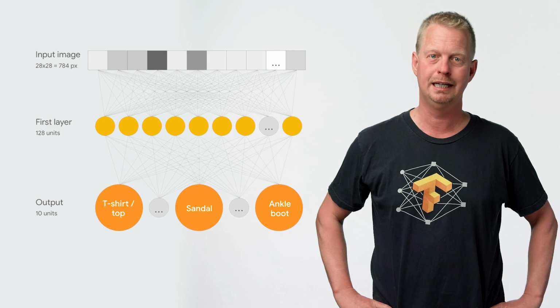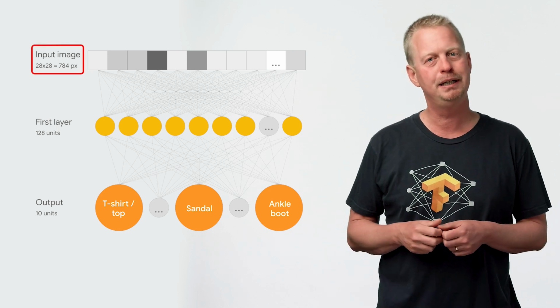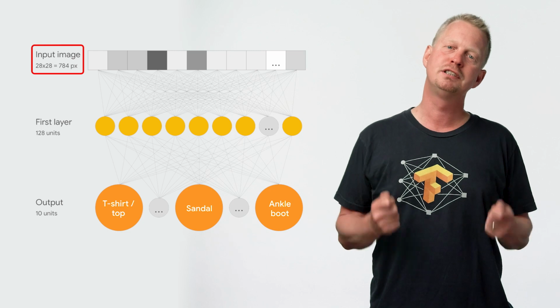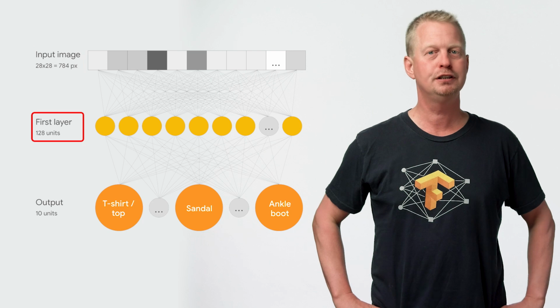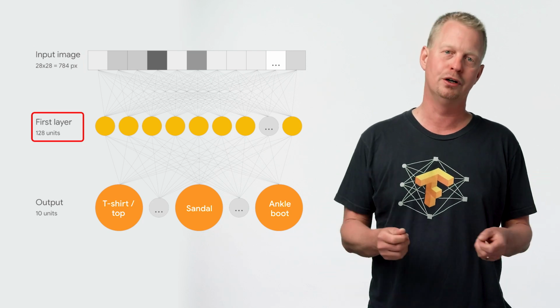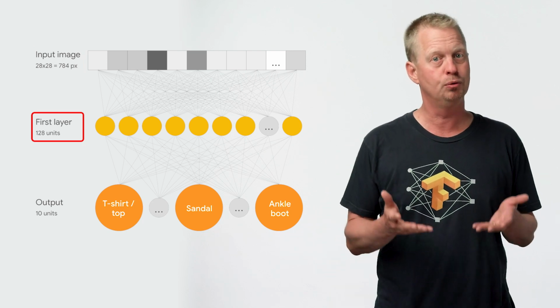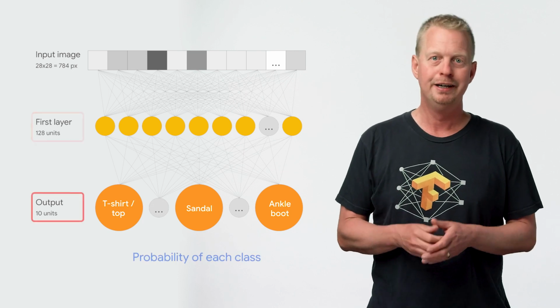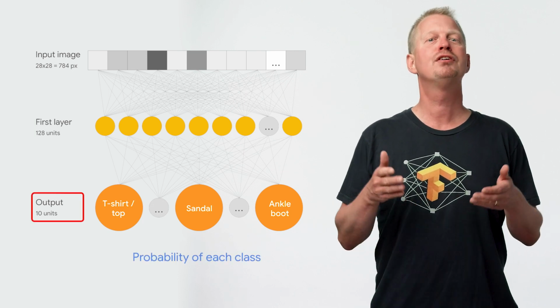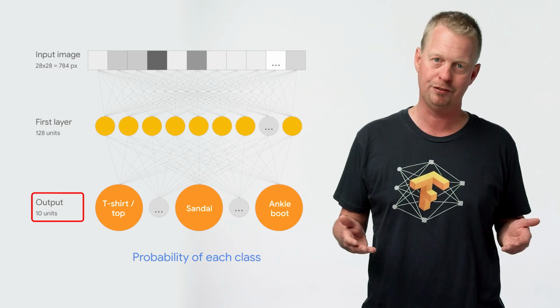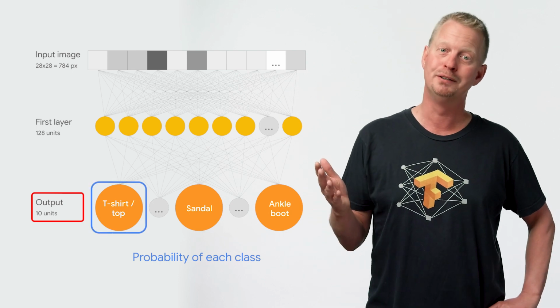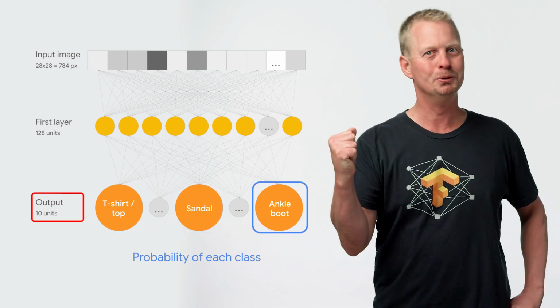As I said, we're going to train a deep neural network to classify these images, and this is what the network will look like. We're taking 28 by 28 pixels as input, which will be an array of 784 input values, if we flatten it. Then we have our first hidden layer with 128 neurons. All the input pixel values will be sent to each of these neurons. Finally, we have the output layer, which gives us 10 values, specifying the probability that the image is of a certain class. For example, if it's a t-shirt top, a sandal, or an ankle boot.